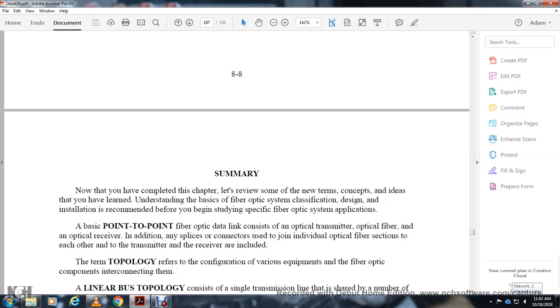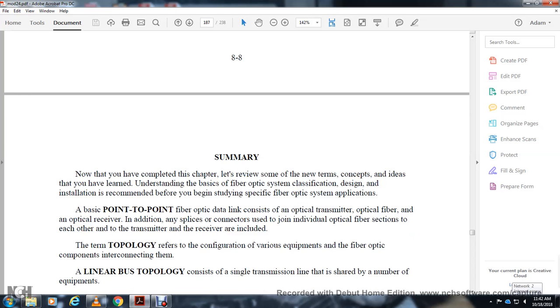Chapter 8 Summary. Now that you have completed the chapter, let's review some of the new terms, concepts, and ideas you've learned to understand the basic fiber optic system classification, design, and installation recommended before studying the specific fiber optic system application. Point-to-point fiber optic data links include the optical transmitter, optical fiber, and optical receiver, in addition to the connectors that join individual optical fiber sections to each of the transmitter and receiver.